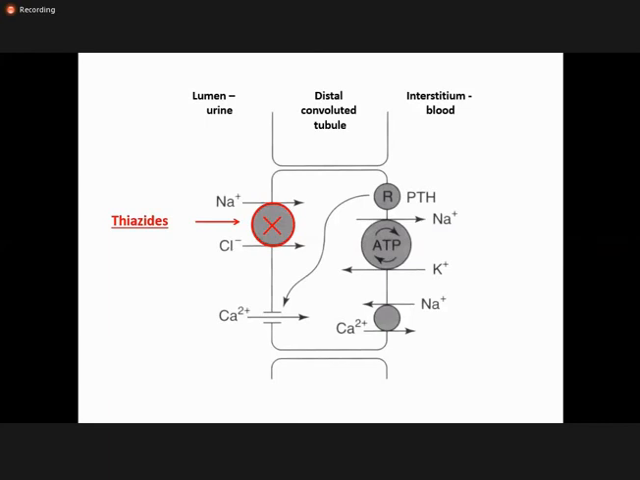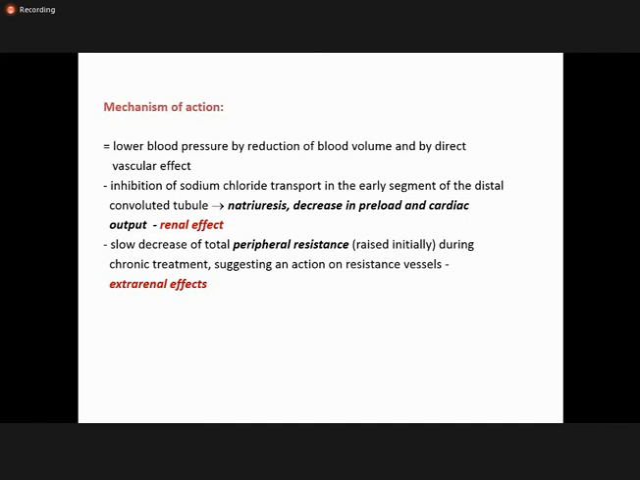The site of action is the distal convoluted tubule, and it blocks the sodium chloride transport segment. So what will happen? There is no reabsorption of sodium and chloride. It will accumulate in the lumen, and it will catch water from inside to outside, and this is how we can get rid of body fluid. Mechanism of action: lower blood pressure by reduction of blood volume. This is the main mechanism, and how, that also we have discussed.